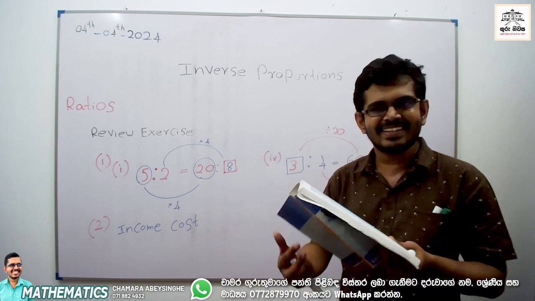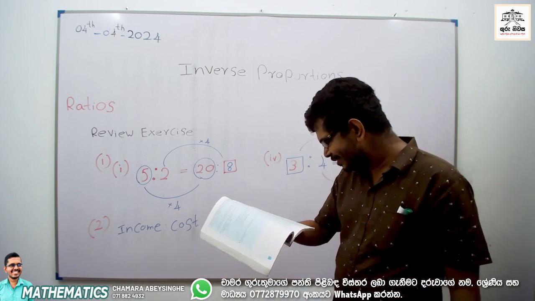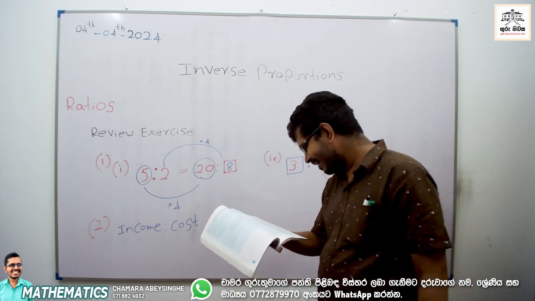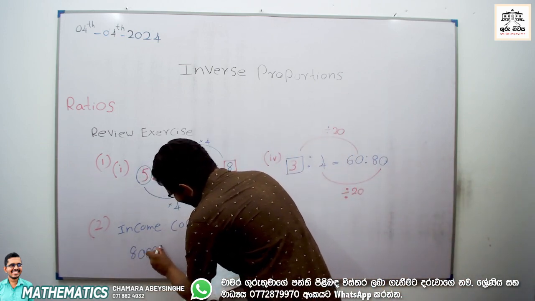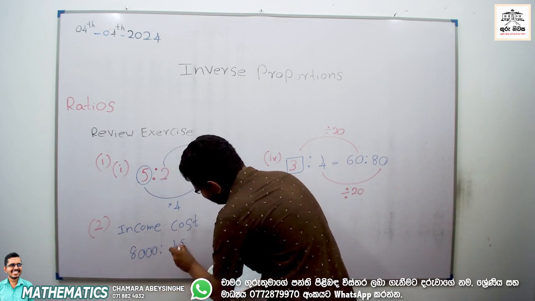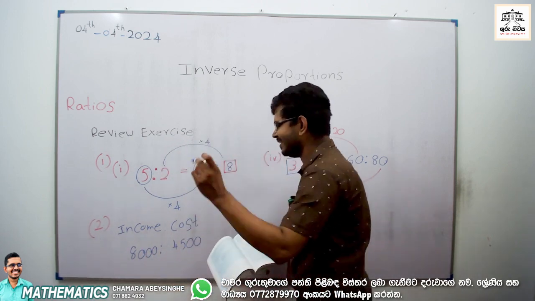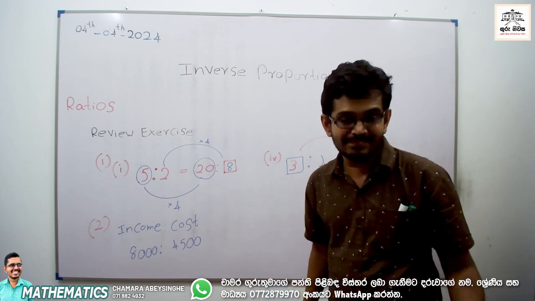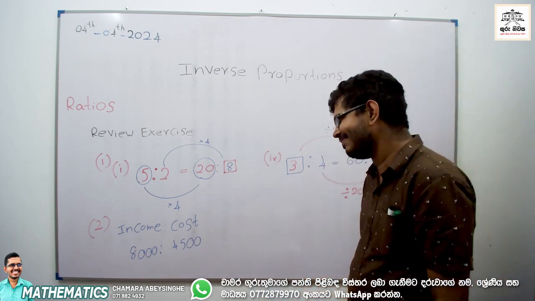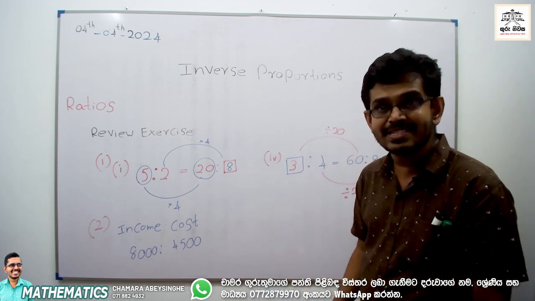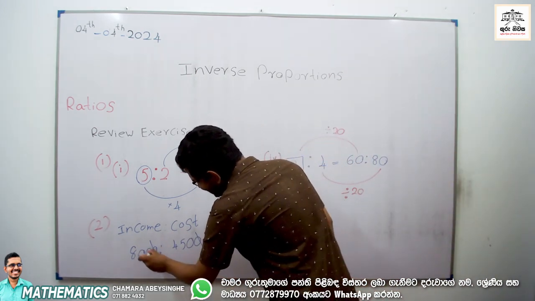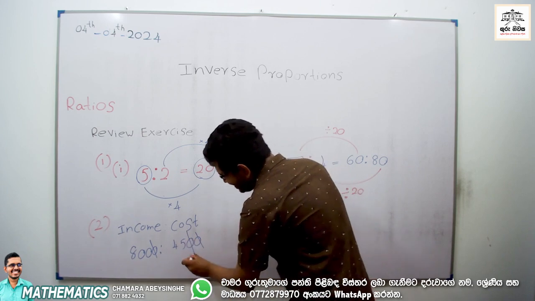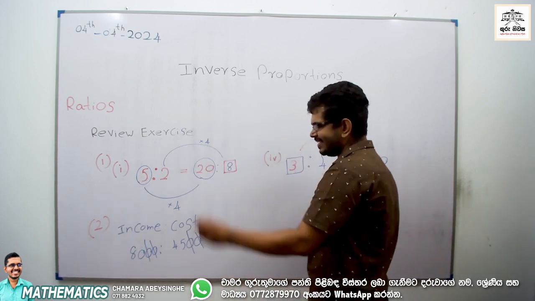So income student 8,000, cost is 4,500. But this is not simplest answer. That is the very important one. We should write it as the simplest answer and very easy one. This 0 to this 0 we can cut. This 0 to this 0 we can cut.